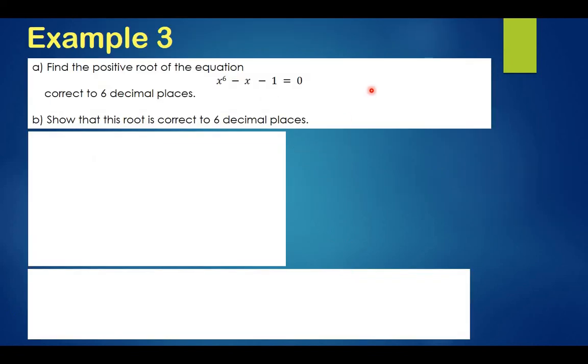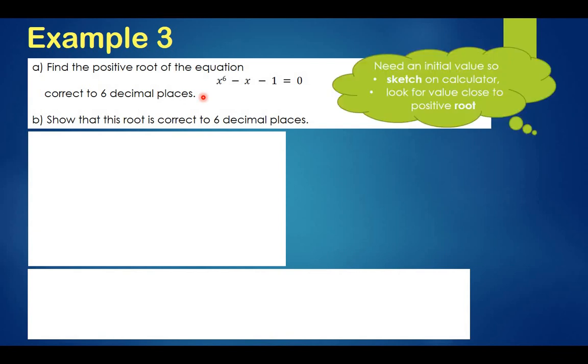Here's a more general example. So we're given our function equal to 0, and we want to find the positive root for that, correct to 6 decimal places. We are not given a starting value. So our first task is going to be to try and find one. So we'll sketch it on the graph.